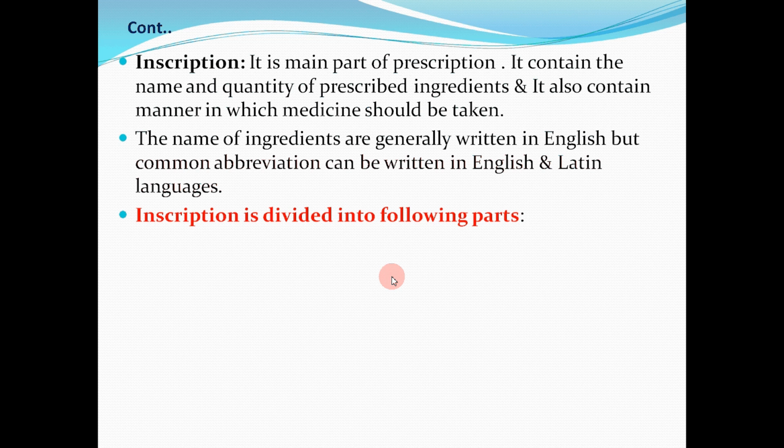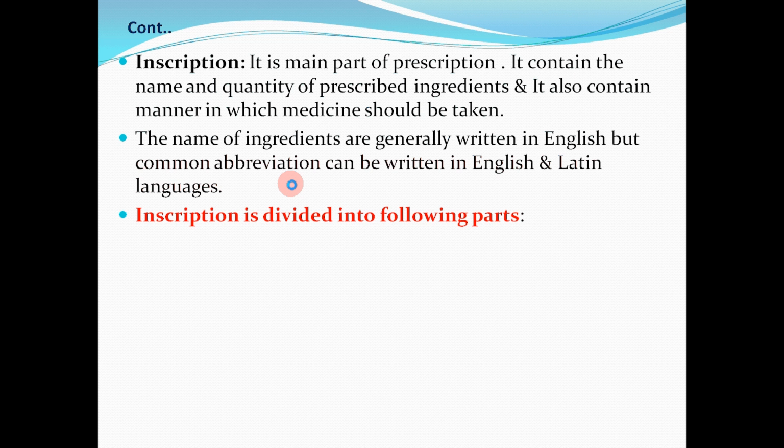Next part is the inscription. It is the main part of the prescription. It contains the name and quantity of the prescribed ingredient, and it also contains the manner in which medicine should be taken. Why is it an important part of the prescription? Because it contains the name and quantity of the prescribed ingredient. Also, it contains the manner, meaning how to take and when to take this drug or medication. This information is included in the inscription. That's why it is the main part of the prescription.